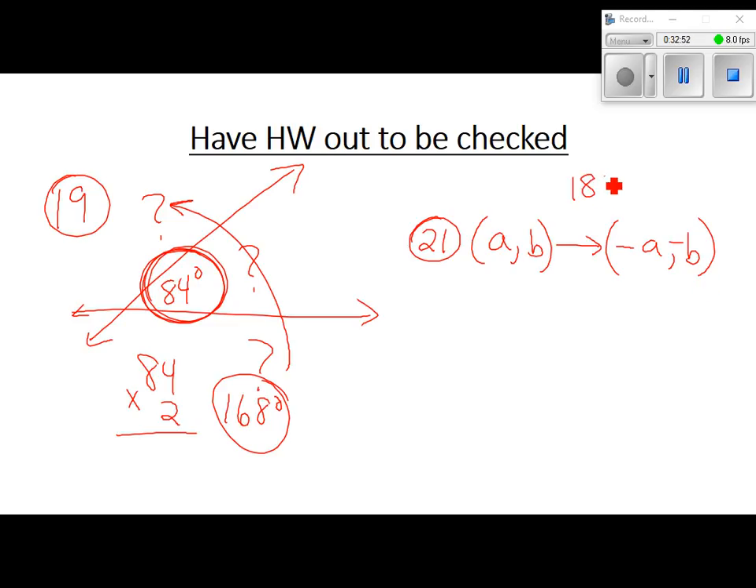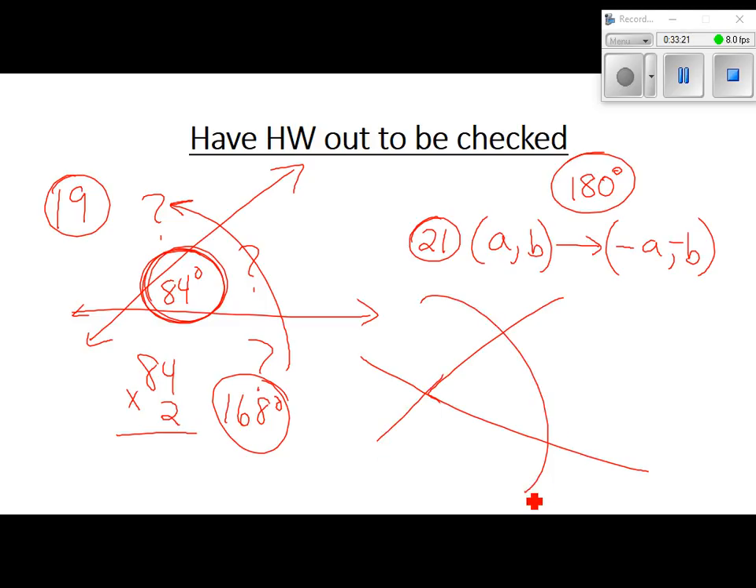180 degrees. Clockwise or counterclockwise? Both. They're the same, aren't they? If I'm standing here and I go 180 degrees this way, or if I'm standing here and I go 180 degrees this way, I end up in the same spot, right? So it doesn't matter whether it's clockwise or counterclockwise. So we know that we're rotating this 180 degrees. So we have our 2 lines here again. We know that we spun it 180 degrees.